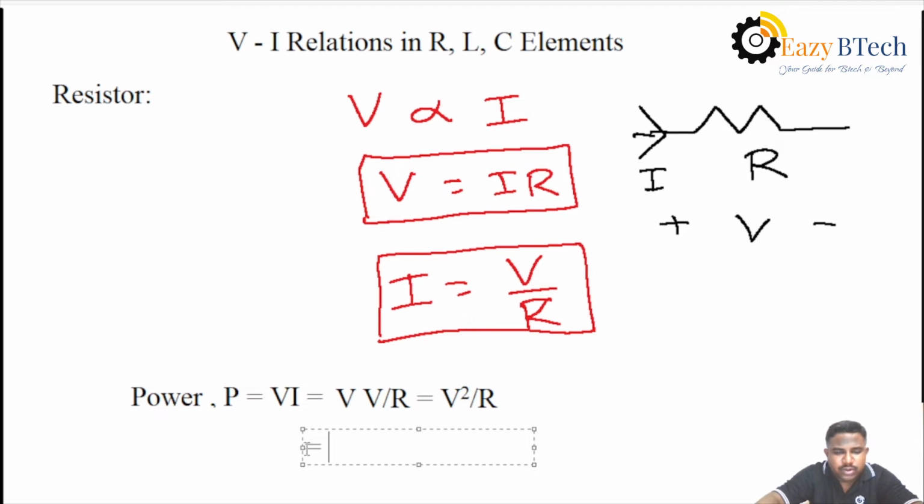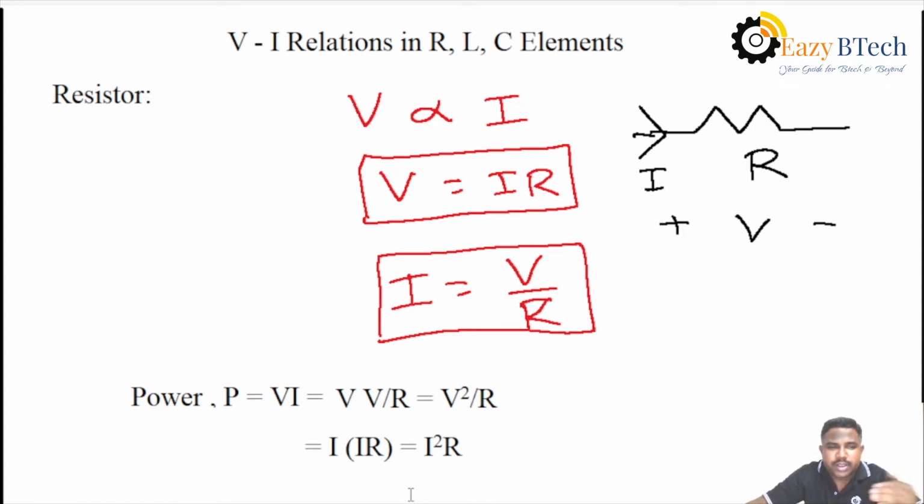Similarly, if we know the current value, V can be replaced with IR, and then the formula changes to I square into R. Okay, these are the formulas for power loss in the case of resistance R: V square by R and I square into R.